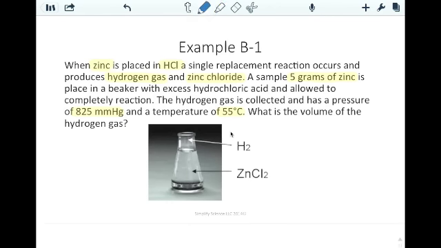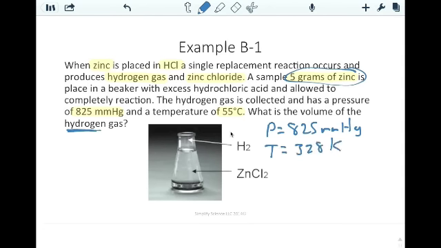So if we look at what we have, a 5-gram sample of zinc. That's not what we're looking for. We're looking for the volume of hydrogen. Let's look at what we're given of hydrogen. We're given a pressure of 825 millimeters of mercury, and we're given a temperature, which let's go ahead and convert into Kelvin. We get 328 Kelvin. And that's all we're given.